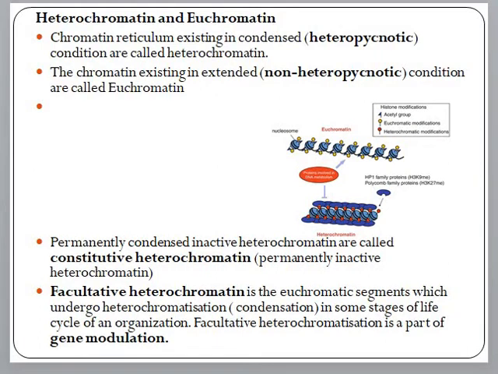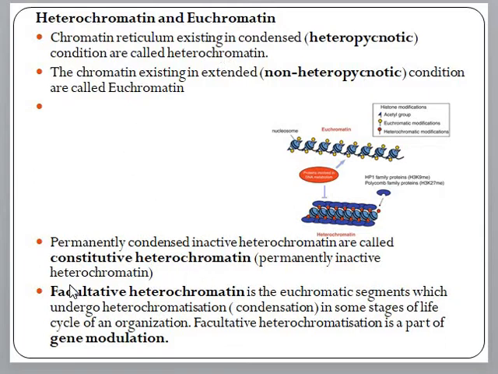A chromatin reticulum, or the disorganized chromosomes, contains two kinds of structures depending on their coiling. The chromatin reticulum existing in a highly condensed form is called heterochromatin, and the chromatin reticulum which is loosely arranged is called euchromatin. This is the heterochromatin which is highly coiled, and this is the euchromatin.